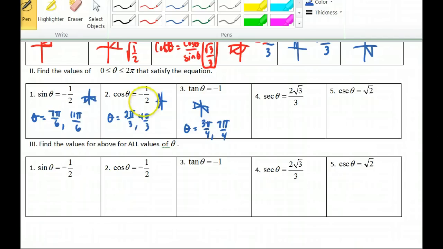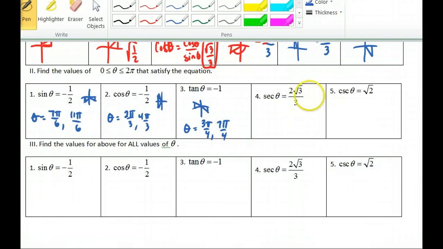This cosine, you get the left part of the bow tie because the x value is negative, so that would be 2 pi over 3 and 4 pi over 3. Tangent being -1, well, those go straight across. The tangent's negative in the second quadrant and fourth quadrant, so we get 3 pi over 4 and 7 pi over 4.